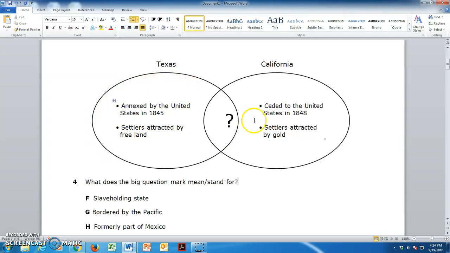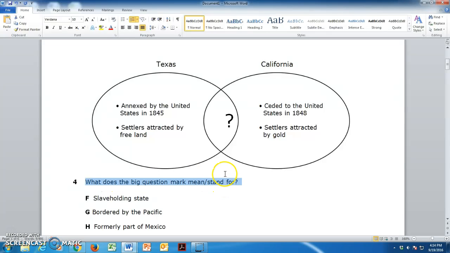This is called a Venn diagram. If it's in this box, it belongs to Texas. If it's in this box, it belongs to California. I know some of you guys are laughing because I just call these circles boxes. If it's in this circle box, it belongs to both Texas and California. So what does the big question mark stand for?